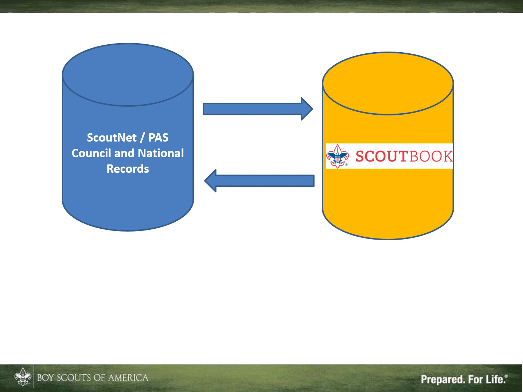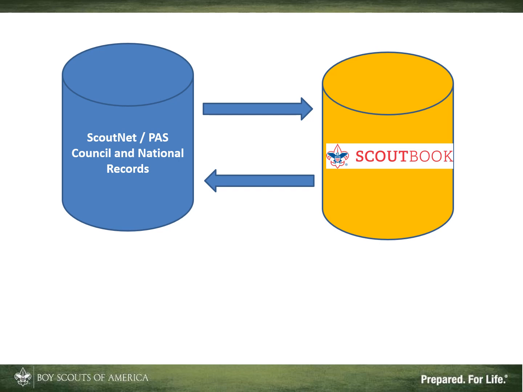Your local council enters all of their records into a database called ScoutNet PAS, and that's where they put in membership information and advancement information. Scoutbook has its own database that we call Scoutbook, and it is positioned to be the strategic database for all advancement records in the Boy Scouts of America. Currently, all registered scouts and leaders of units are in Scoutbook already, so you don't have to add them. They're already there, and all of their advancement is there.